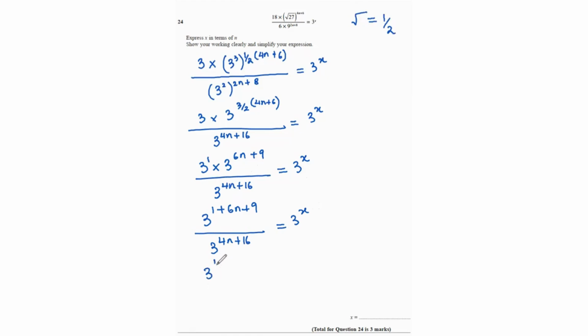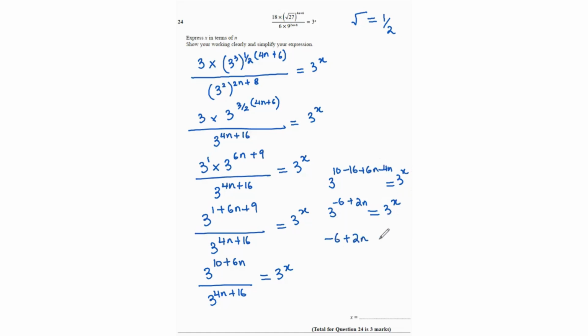So that's 3 to the power of 10 plus 6n. Now, like we said before, whenever we have similar bases being divided, we subtract the powers. So that's going to be 3 to the power of 10 minus 16 minus 6n minus 4n equals 3 to the power of x. So that's 3 to the power of negative 6 plus 2n equals 3 to the power of x. Same bases on both sides, we put the powers equal to each other. They want an expression of x in terms of n, so that's your answer. x equals -6 plus 2n.